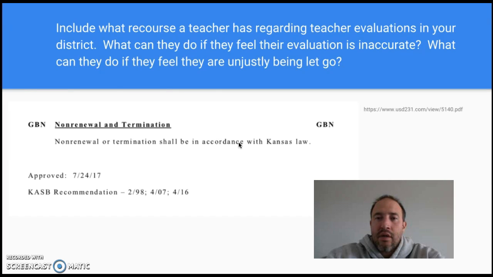Brownback and legislation in Kansas no longer has that. That does not mean the district cannot still have a due process part to that. So again, that's where it kind of gets hazy for me, and it doesn't state anything specifically in any documents I could find about our district about whether we do have any due process or not, because it just says we're following in accordance with Kansas law.